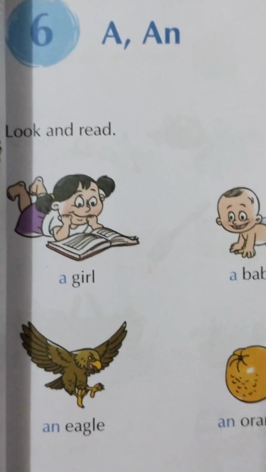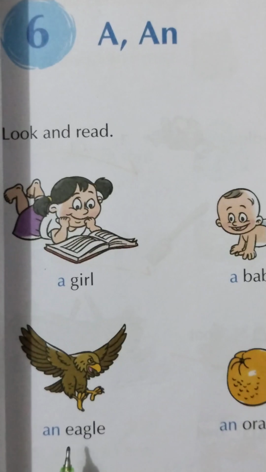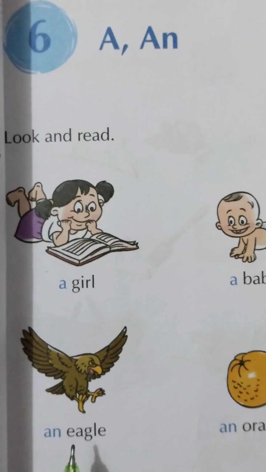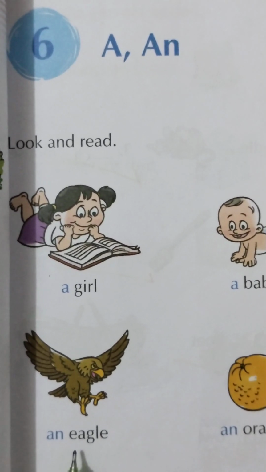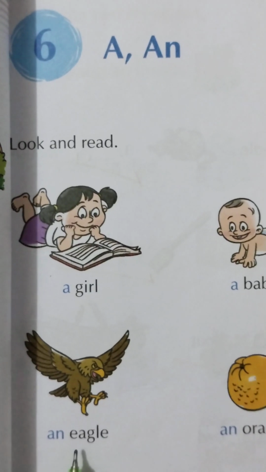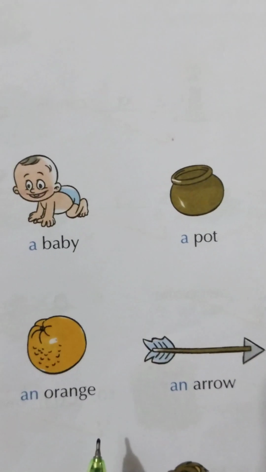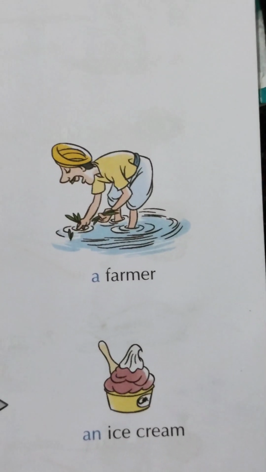Next, here is a vowel sound. An eagle, E. This is a vowel sound. Their starting sound is E. E means it's a vowel. An eagle, an orange, an arrow, an ice cream.